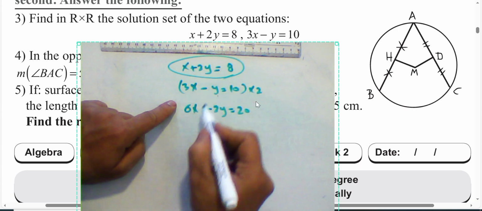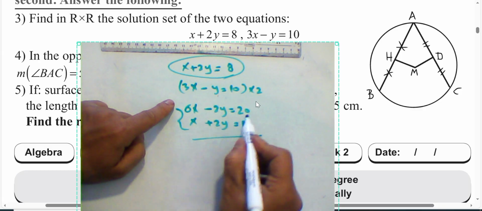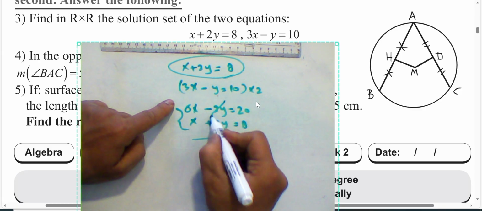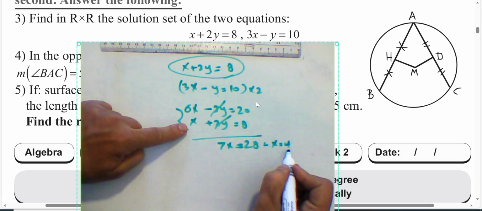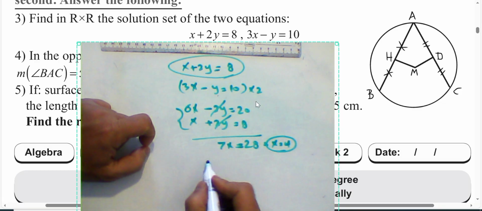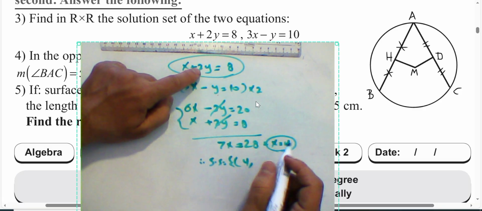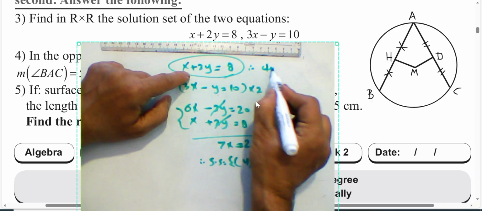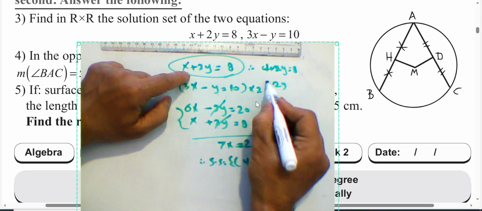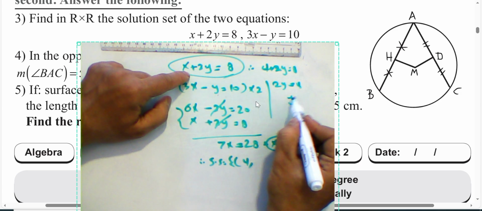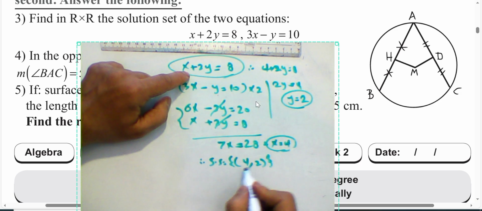And the first equation, write down x plus 2y equals 8. We can collect together. 20 plus 8 is 28. And 6x plus x is 7x. The value of x here equals 4. Then the solution set will be what? What is the value of y when x equals 4? Then 4 plus 2y equals 8. We move 4 here. Then 2y equals 8 minus 4 equals 4. Then the value of y equals 4 divided by 2 equals 2. The solution will be 4 and 2.